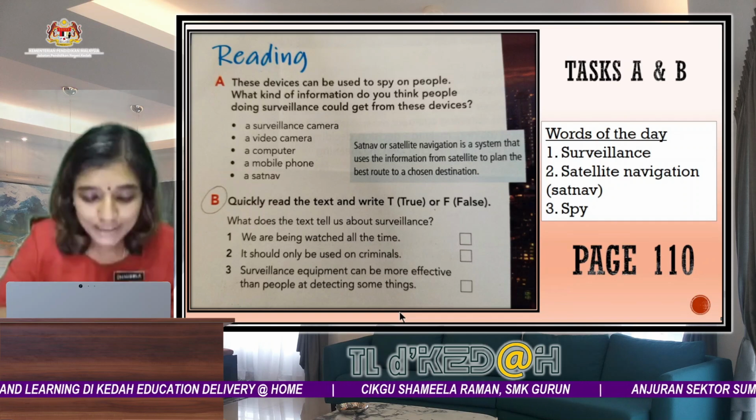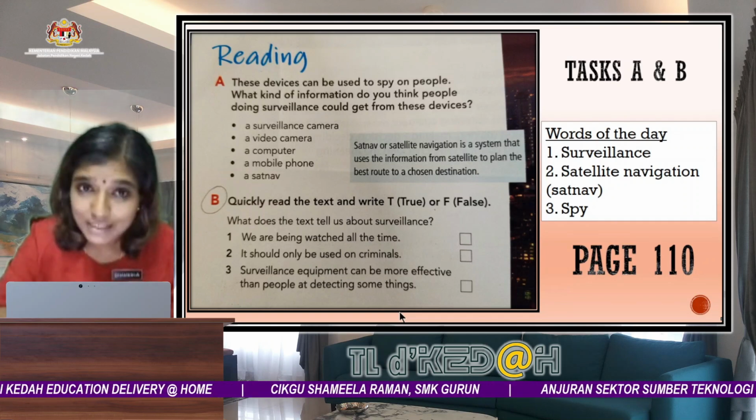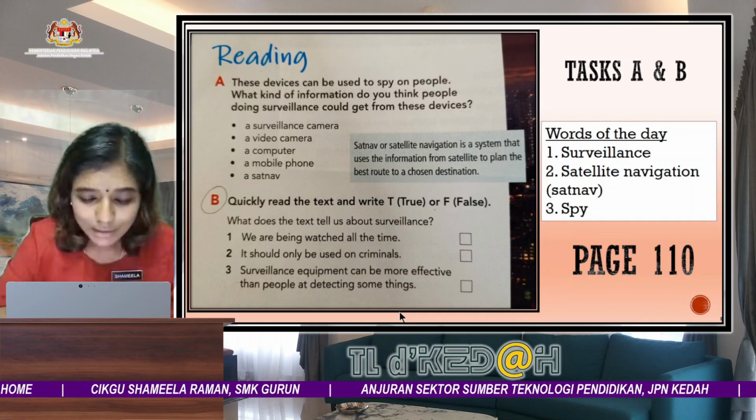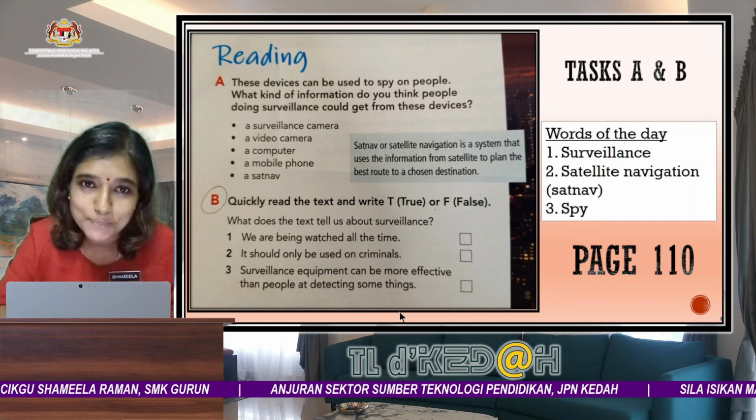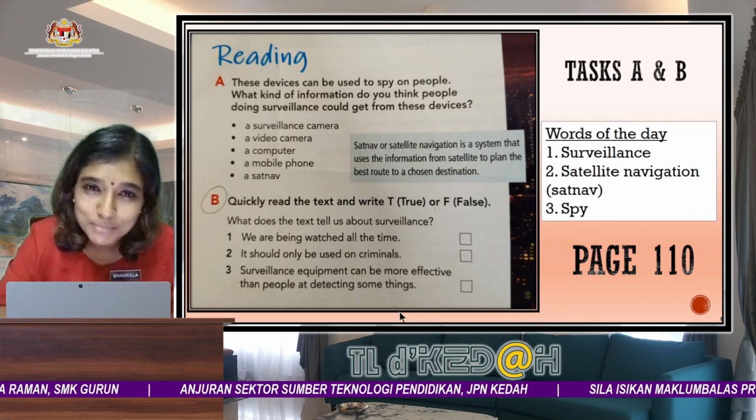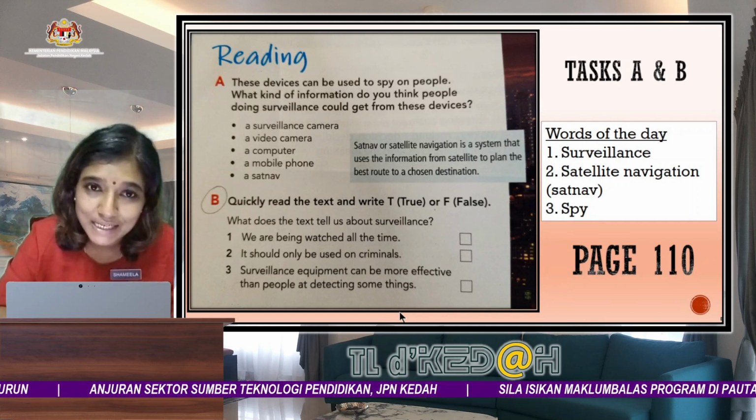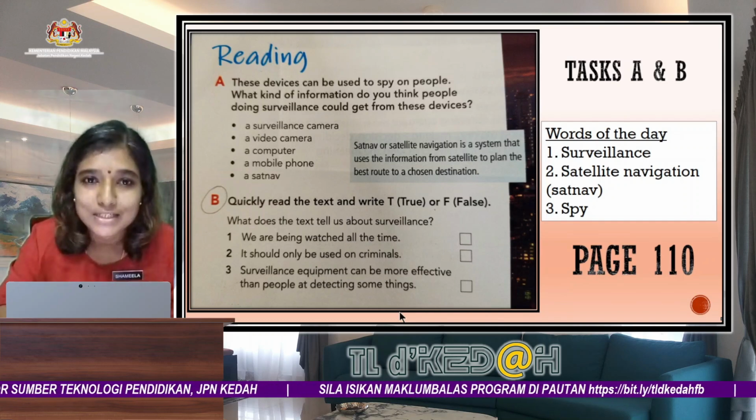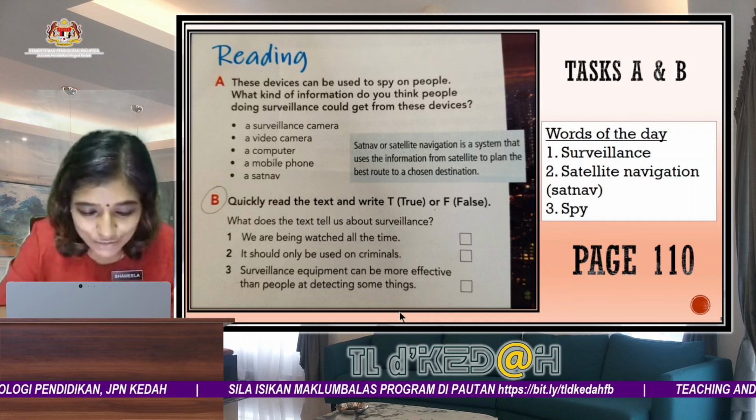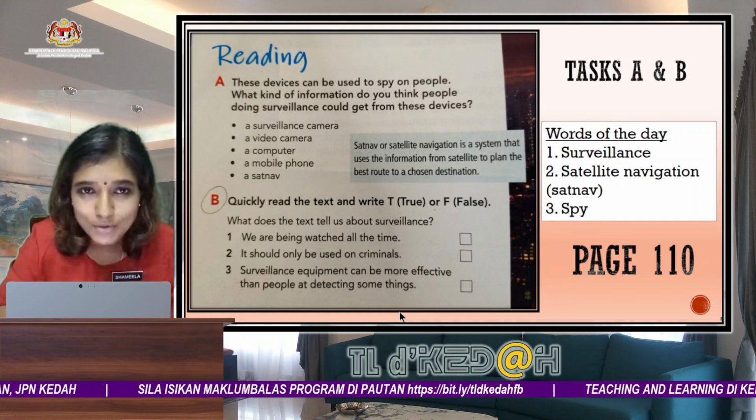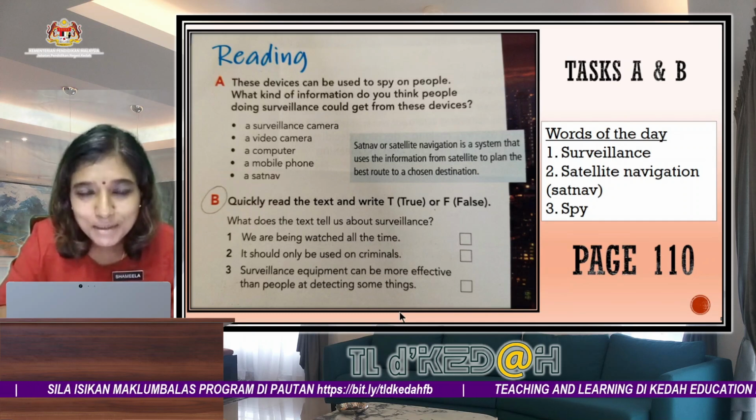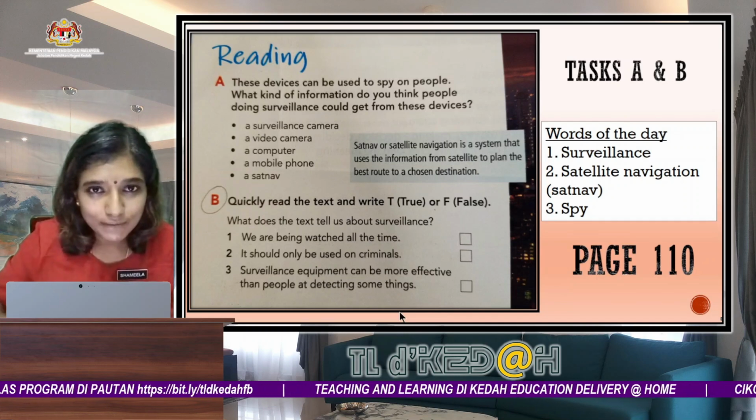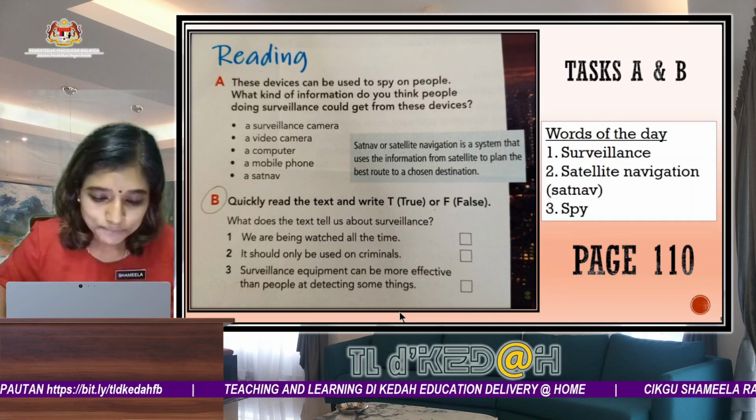Okay, and number three, final statement: surveillance equipment can be more effective than people at detecting some things. You have to agree, yeah? They are machines, they are devices, gadgets, which don't get tired. Okay, this is our basic knowledge, but it's also given in the text. So this is true because they are working all the time and they can easily detect things for us. Okay, so all this is very quick reading on your text.